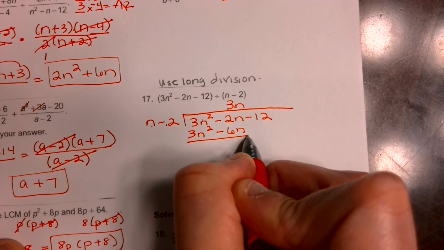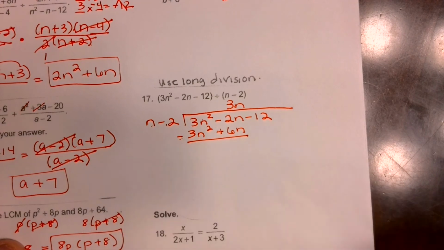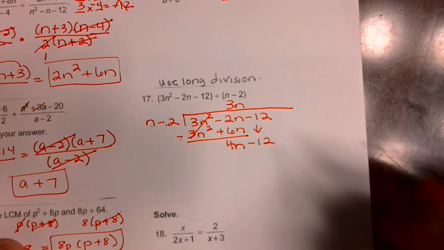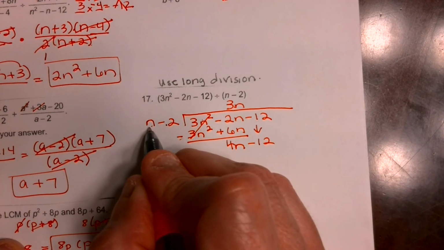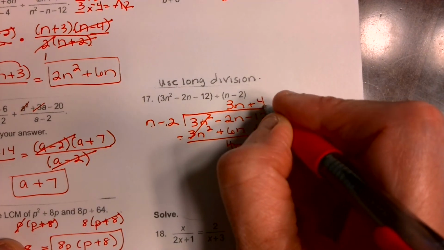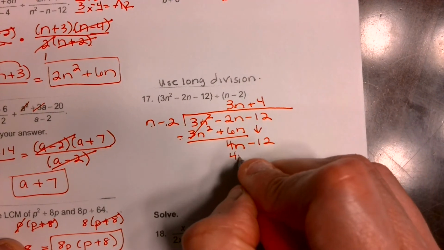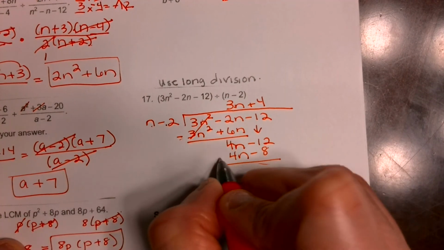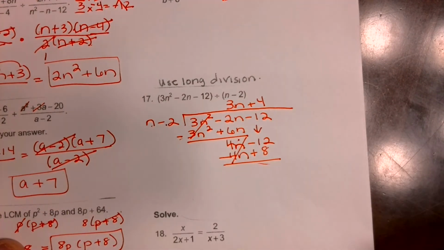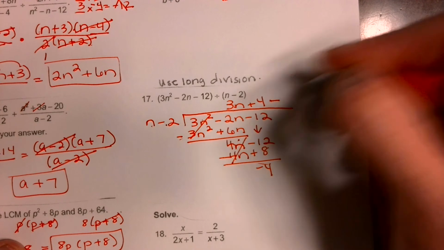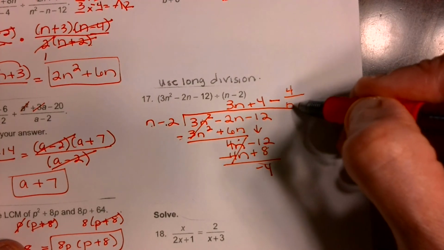Draw the line, and then what? Subtract. So both signs switch. That should cancel. Add those, you get 4n. Bring that down, minus 12. Again, back to this. What do you multiply the first term by to get the first term here? And that is a positive 4. 4 times n is 4n. 4 times negative 2 is a negative 8. Draw the line, switch the signs, and this should be gone. And this should be negative 4. So that means this is a negative 4 over n minus 2.